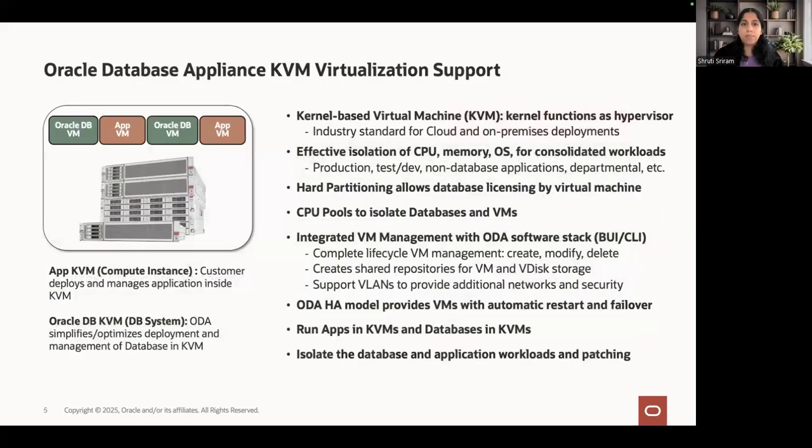Let's talk a little bit about what the virtualization support looks like. The KVM turns the Linux kernel into a hypervisor, which gives industry standard platforms for both cloud and on-prem. It has a strong isolation of CPU, memory, and OS so that customers can safely consolidate production, dev test, and departmental workloads. There's also hard partitioning and CPU pools, which allow licensing databases by VMs and keeping the workloads separate.